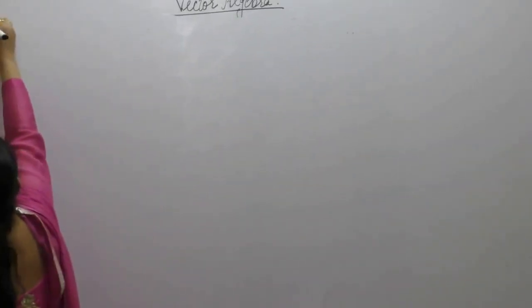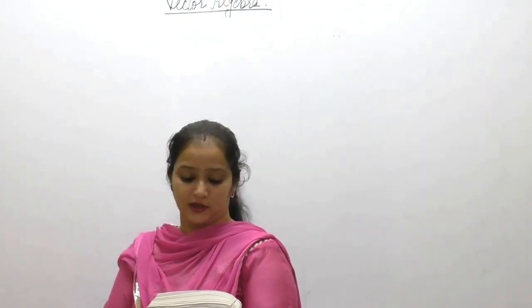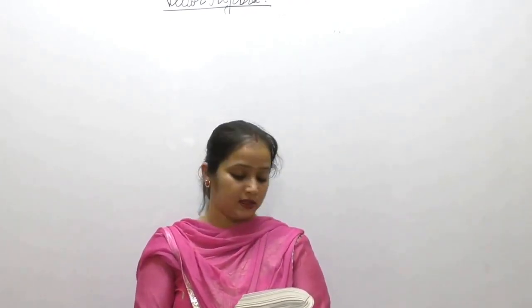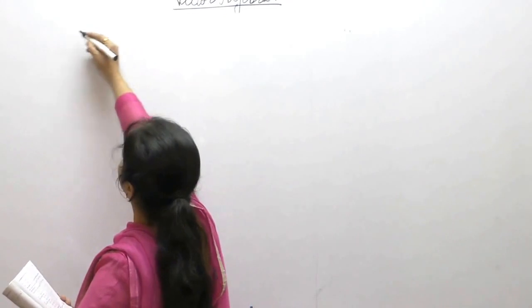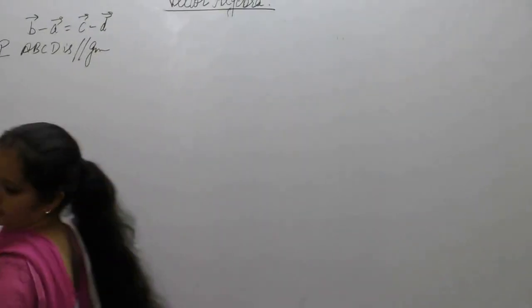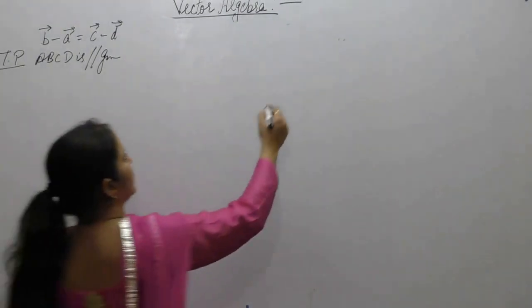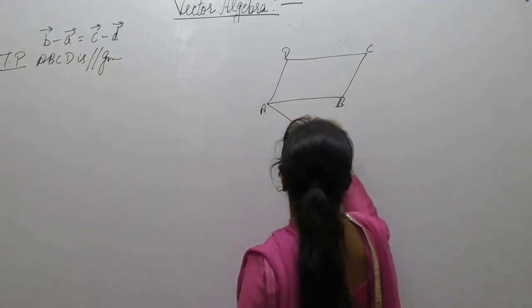Now next one. If A vector, B vector, C vector, D vector are distinct non-zero vectors represented by directed line segments from the origin to the points A, B, C, D respectively, and if B vector minus A vector is equal to C vector minus D vector, then prove that ABCD is a parallelogram. A, B, C, D are distinct non-zero points. O is the point of origin.